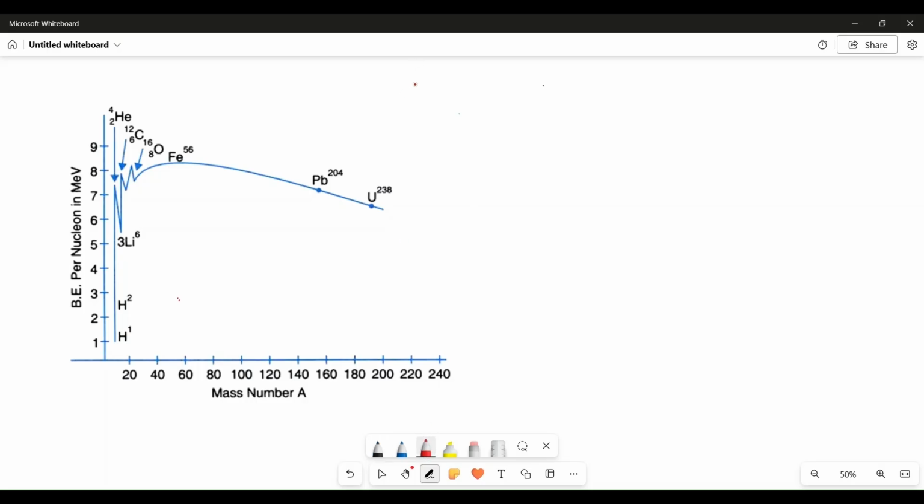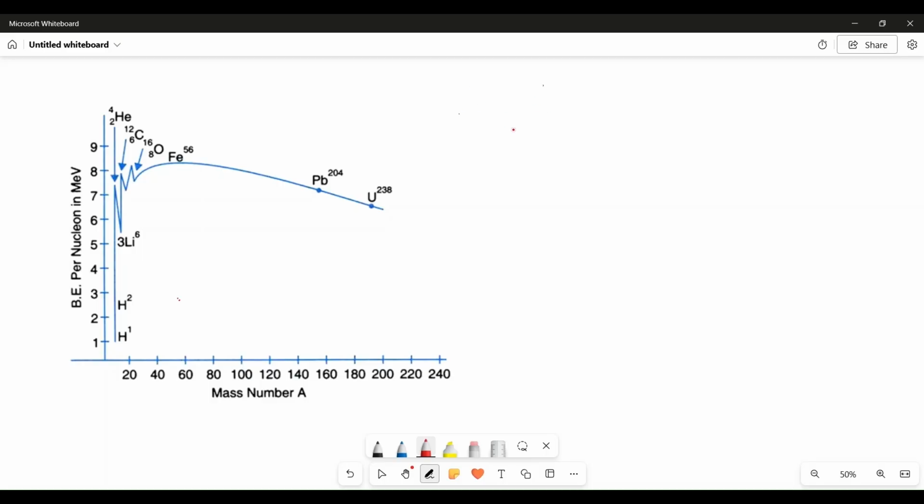So what is binding energy per nucleon? We know in the nucleus there are protons which are of positive charges, so they repel each other. But due to strong nuclear force that is provided by the binding mass defect or binding energy, the nucleons, that are protons and neutrons, stay together in the nucleus.